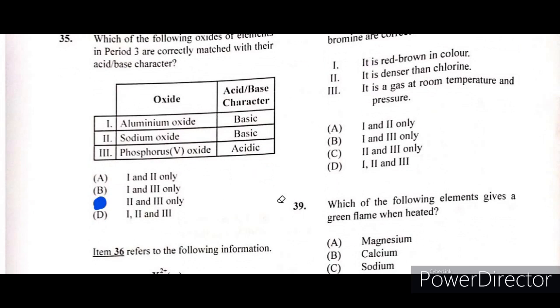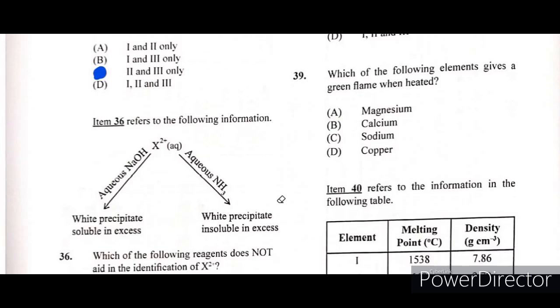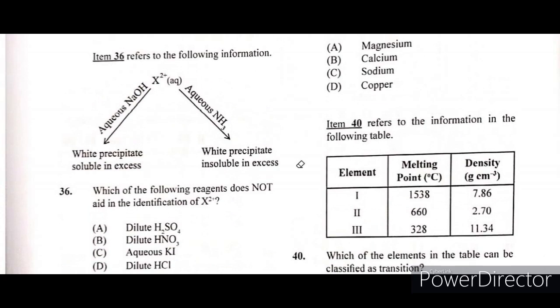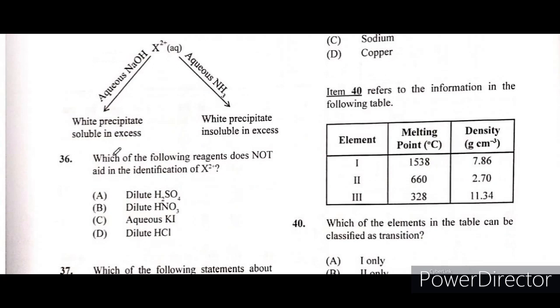36 refers to the following information. Now we're trying to find the X2 plus ion, or we need to know what the ion is. We don't know what it is, and when put in aqueous sodium hydroxide, a white precipitate soluble in excess is formed. When it's in ammonia, a white precipitate insoluble in excess is formed. Right, so it says which of the following reagents does not aid in the identification of the X2 plus ion?